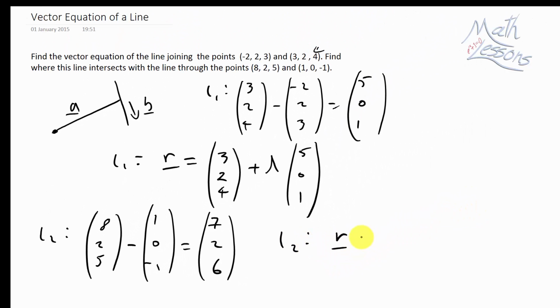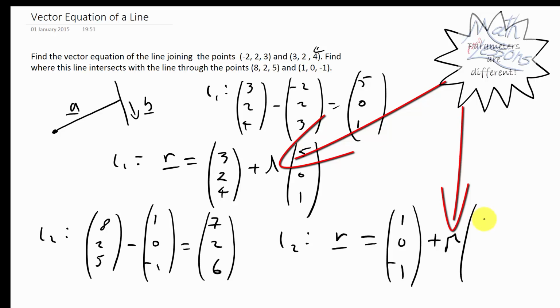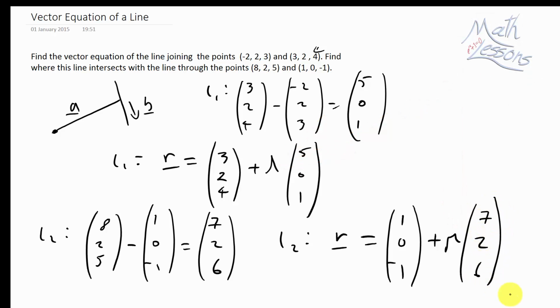And we're going to pick the 1, 0, minus 1 to be a point on the line. So r will equal 1, 0, minus 1 plus, we're going to call it mu. Remember, always use a different parameter when trying to look at two vector equations. You must make sure the parameters are different. And we get 7, 2, 6 in this case.